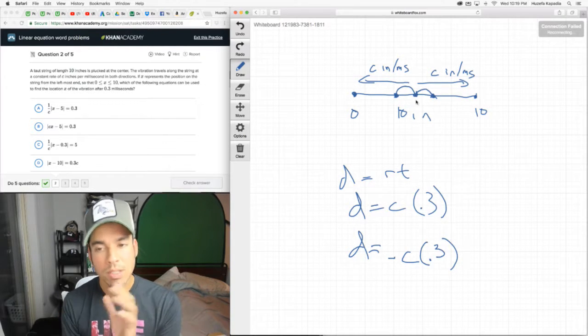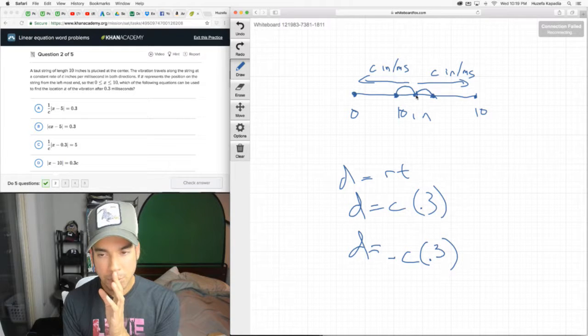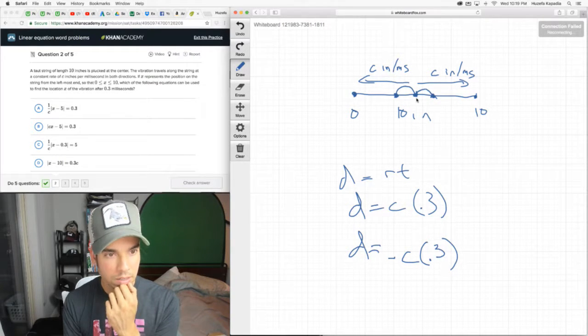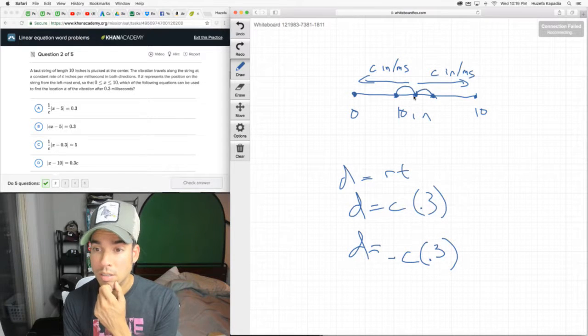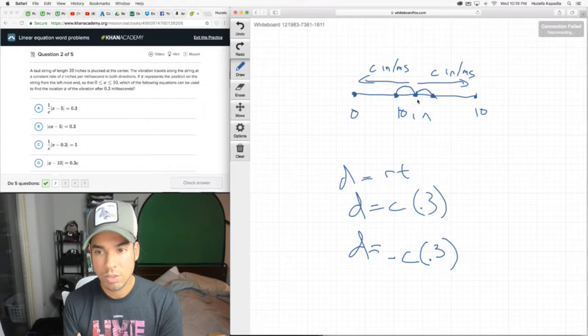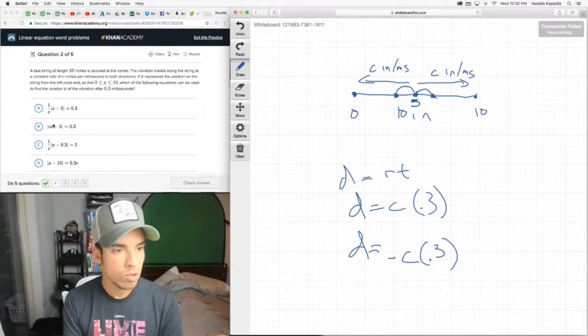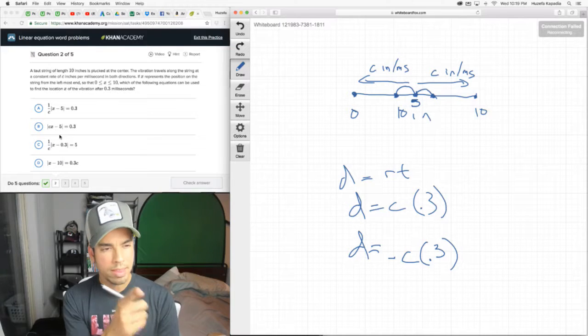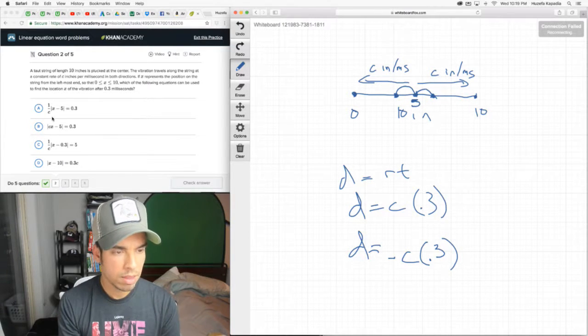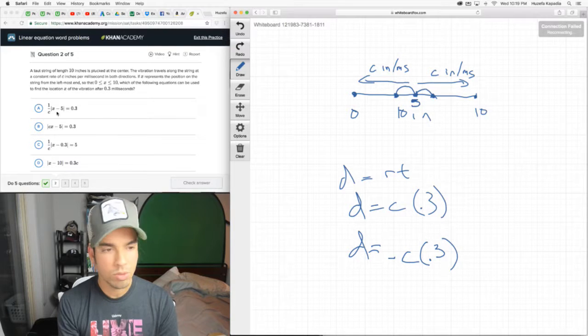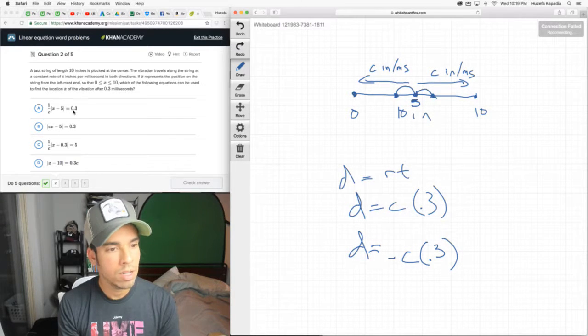Let me think about this for a second, because at 0.3, let's say if c were 1, we should be 0.3 inches from the center. This would be the 5 mark right here. We should be at 5.3 and 4.7. Those would be the two answers. So I think I'm going by elimination to a certain degree. I see how we can think about it.